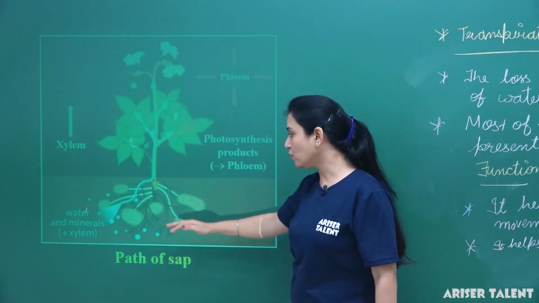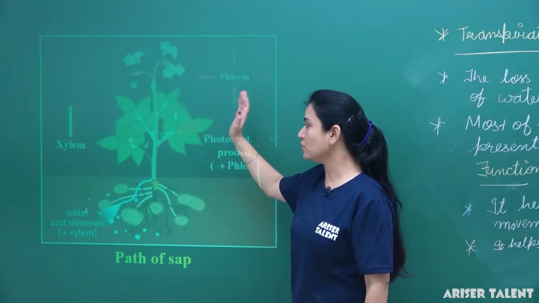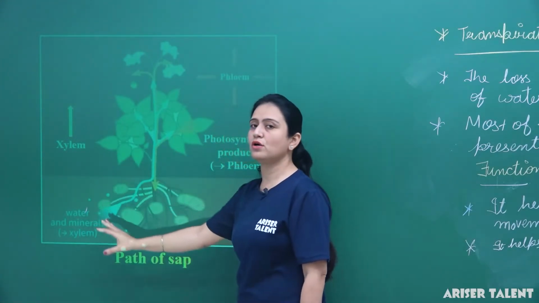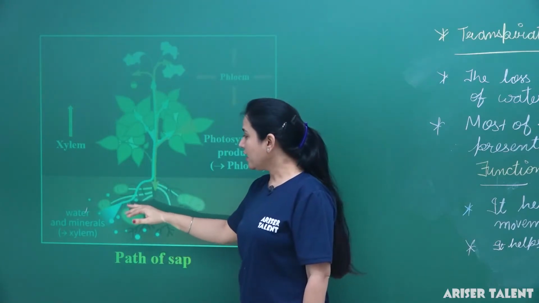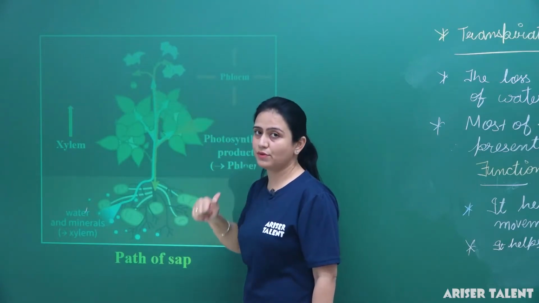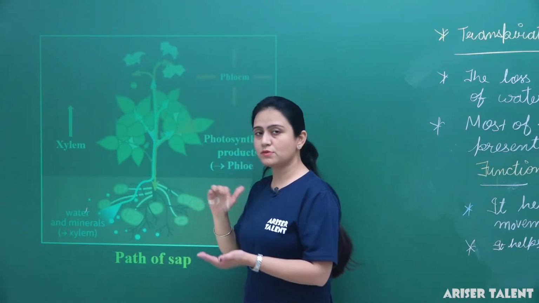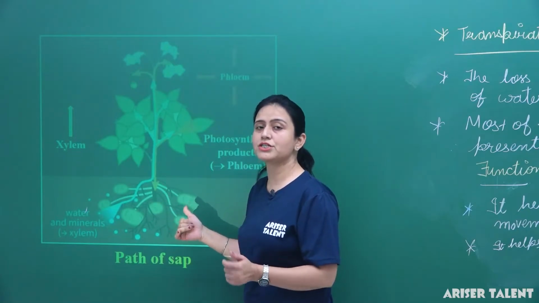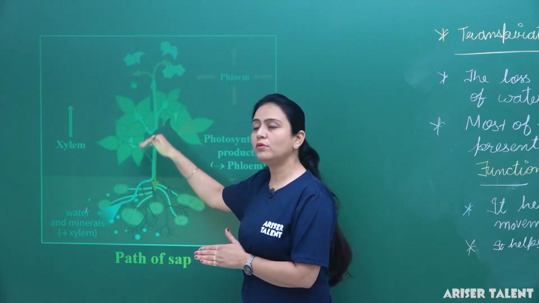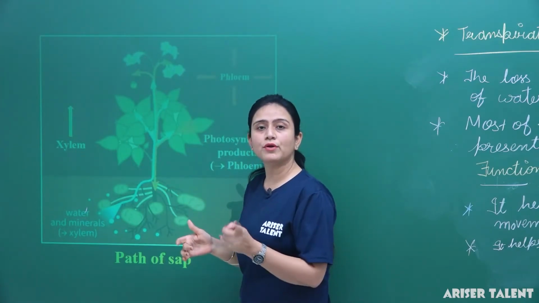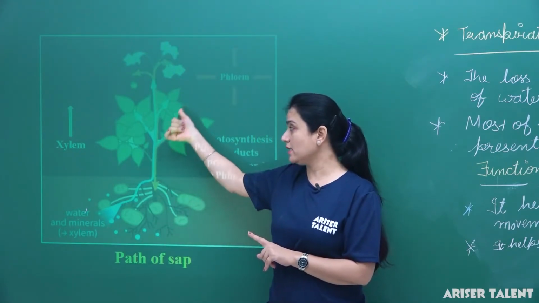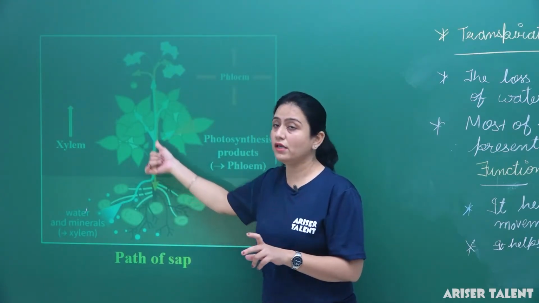So let's talk about all these three kinds of transportation in one diagram. First of all, roots absorb water and minerals. Then this water and mineral is carried to the different parts by the root pressure or transpiration pull. In small plants generally it is carried by the root pressure, but in tall plants the upward movement of water takes place by the process of transpiration pull, which is created by the leaves.